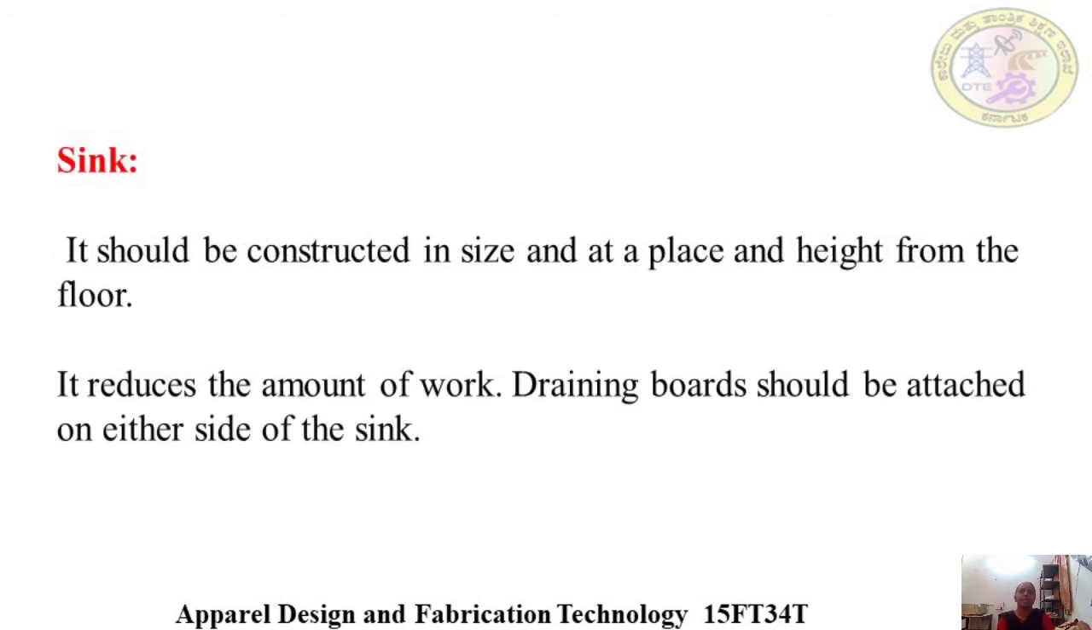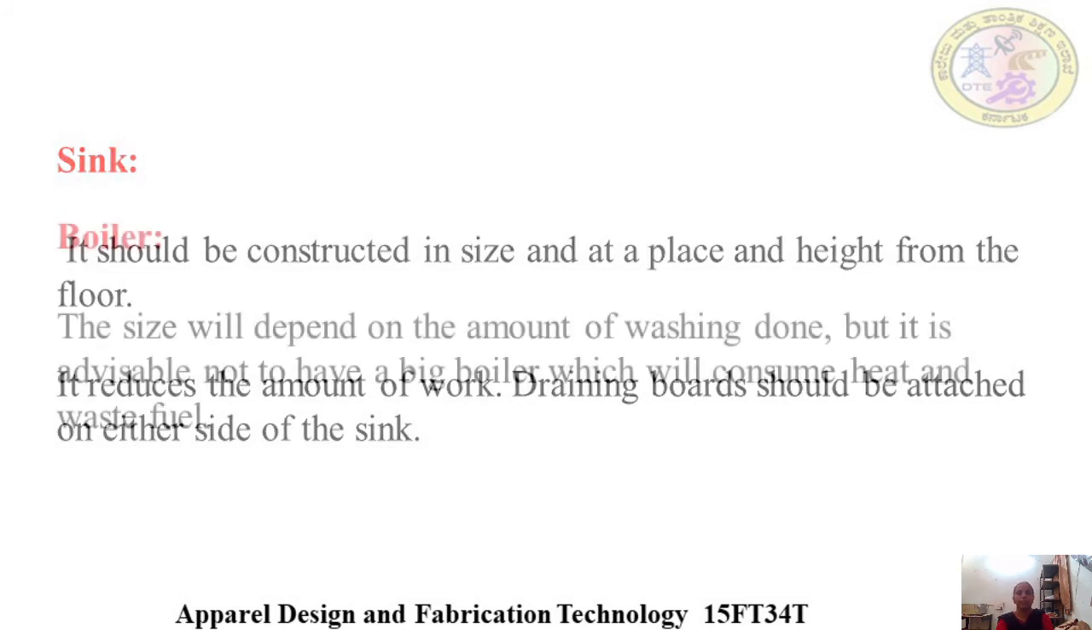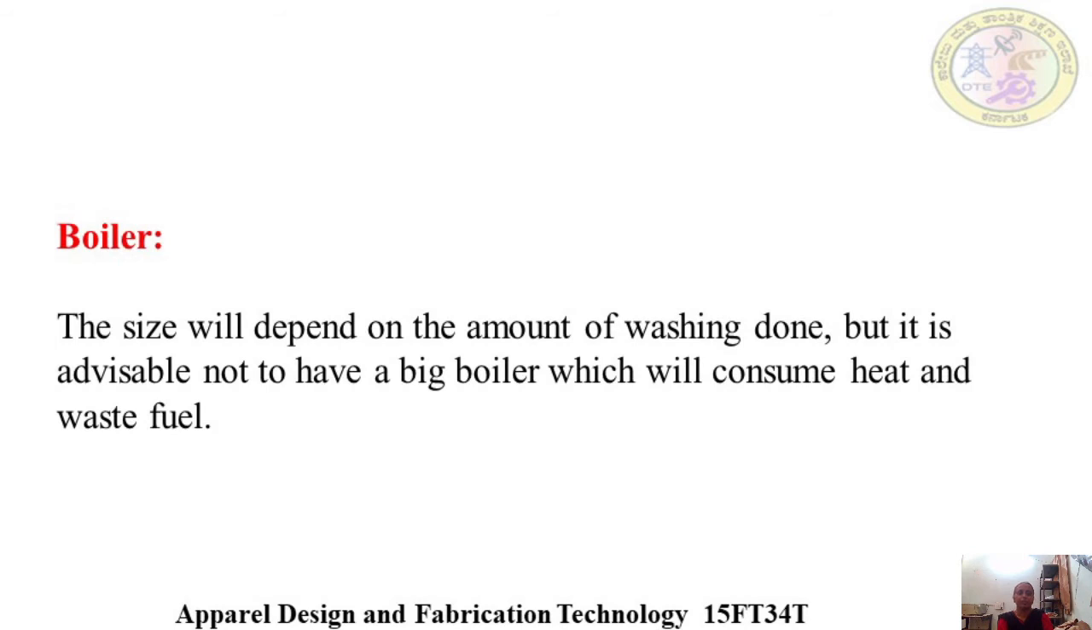Sink. It should be constructed in a suitable size, at a suitable place and height from the floor. It reduces the amount of work. Draining boards should be attached on either side of the sink. Boiler. The size will depend on the amount of washing done, but it is advisable not to have a big boiler, which will consume heat and waste fuel.